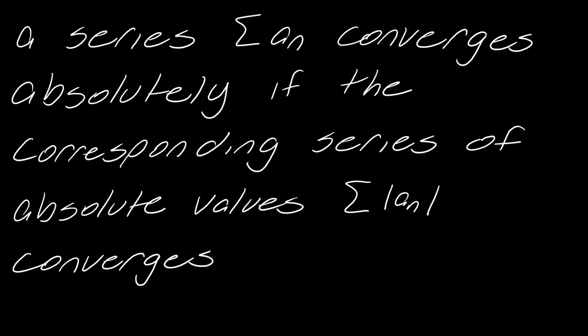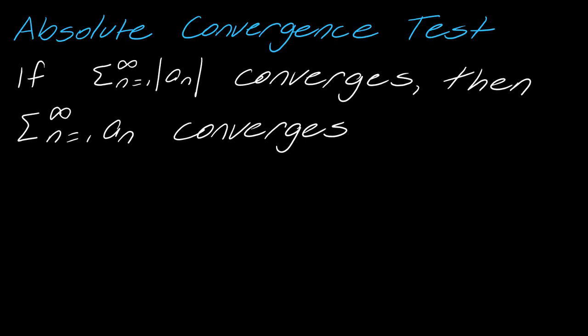Okay, so we have what's known as the absolute convergence test. If this converges, the absolute value of our series, then so does our original series. So if it converges absolutely, then the series itself converges. It's a pretty straightforward test, really. And so let's just look at a few examples of this now.